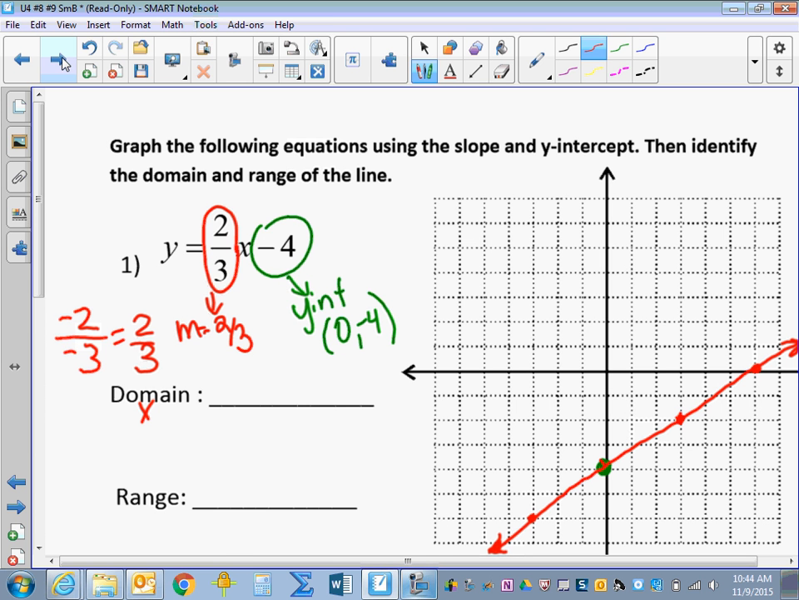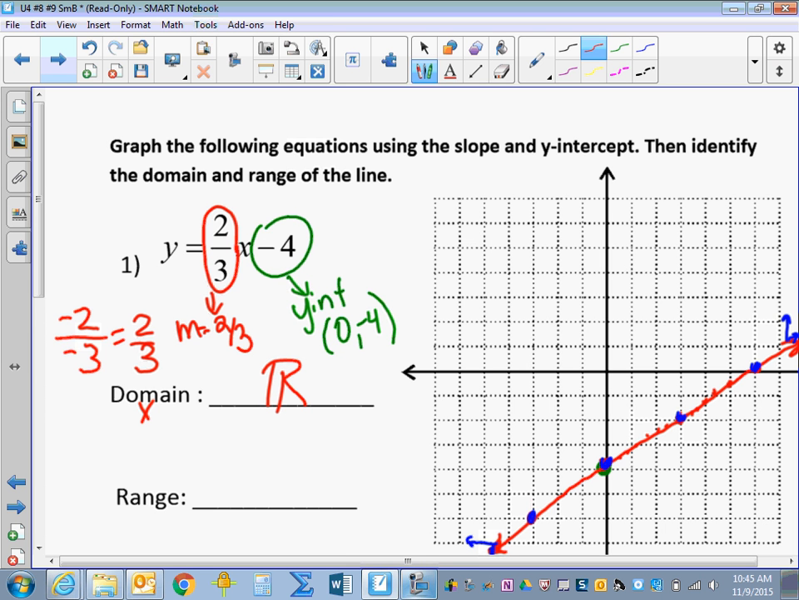0, -3, -6. All right, but what about this point? And this point. If I have everything, what is it? All real numbers. Guys, we have every single x value represented in here. Yes, I have 0. Yes, I have -3. Yes, I have 3. Yes, I have 6. But I have every single dot in between. This is going up and to the right forever. This is going to the left and down forever. If it's going to the left forever and to the right forever, we have all of our x values. That means my domain is all real numbers.